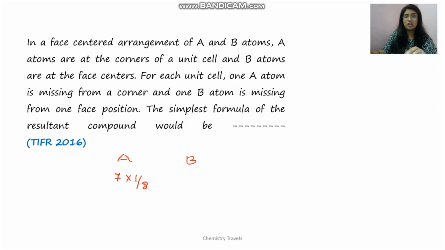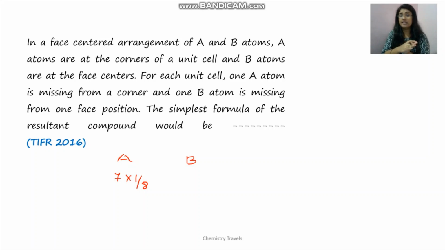Now coming to the B side, B atoms, it is told that the B atoms are at the face centers, and we know that a unit cell has 6 faces. So since it has 6 faces, all the 6 faces would be generally occupied and each face would give rise to a contribution of 1 by 2 to a particular unit cell.